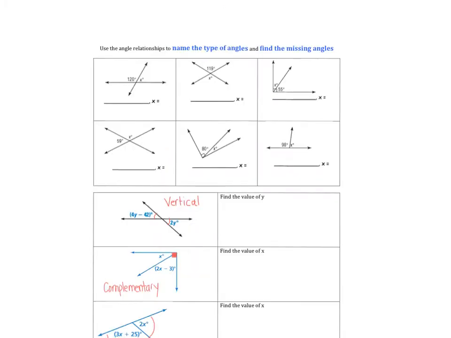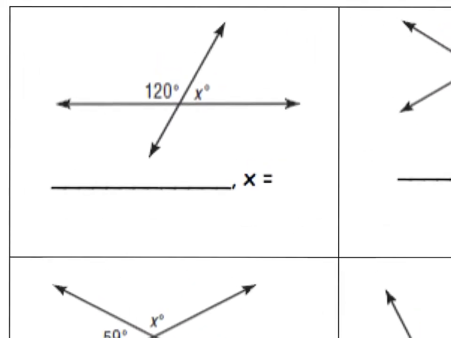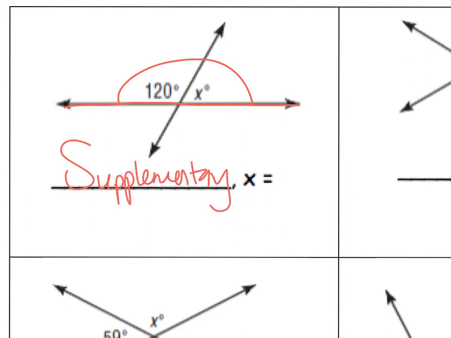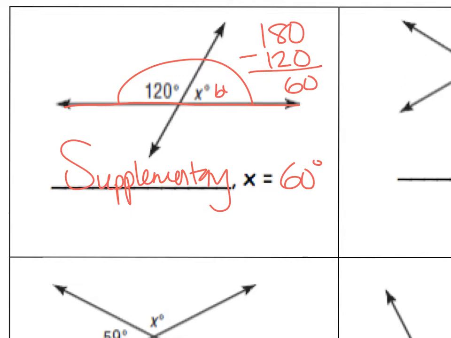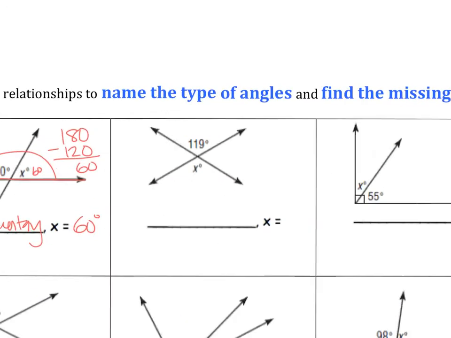Okay, so taking a look at page 2. So we're going to name the type of angle, and then we're going to find the other side. So I can tell that this one makes a straight line with the other one. So that means these are supplementary. Okay. And it means they add up to 180. So 180, take away 120, leaves me with 60. So 60 degrees is what's missing right here.